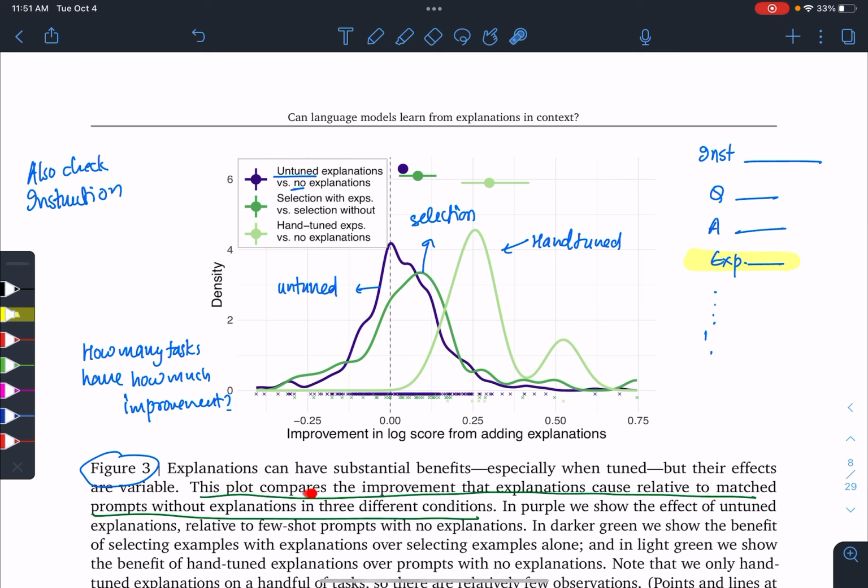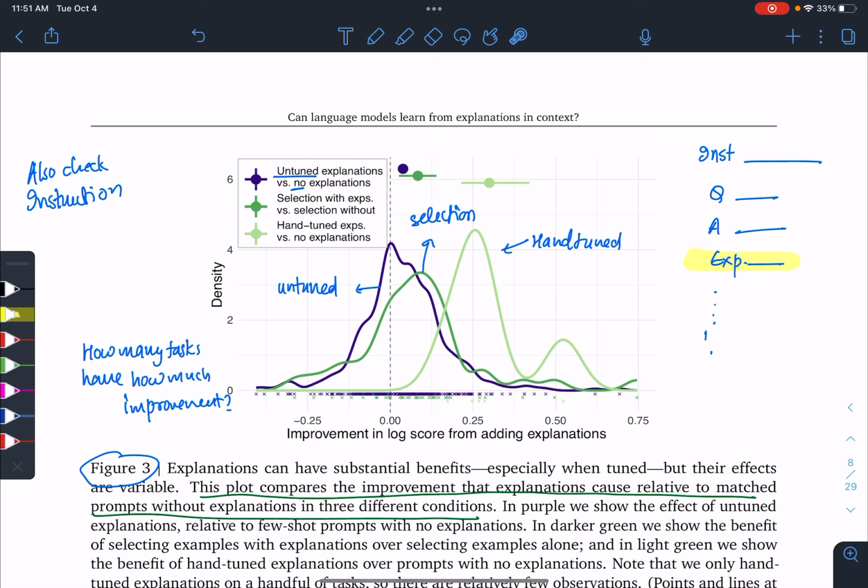So this is a plot which compares the improvement that explanation caused relative to matched prompts without explanation in three different conditions. So the x-axis is improvement in log score, the y-axis is density. The untuned version has most of the tasks with zero improvement, but many have some improvements, like the density over here is more than the density over here, right? So many of them have improvements.